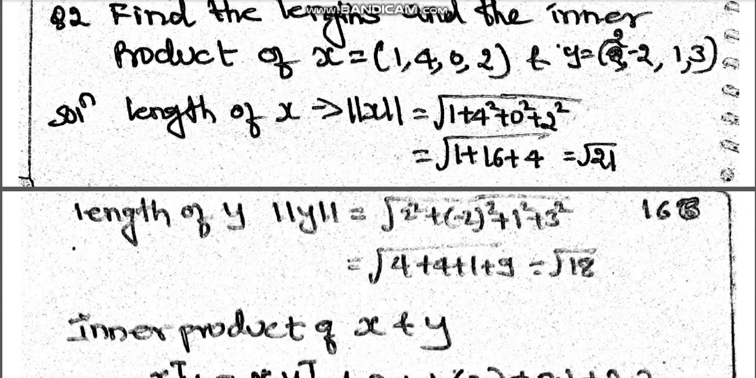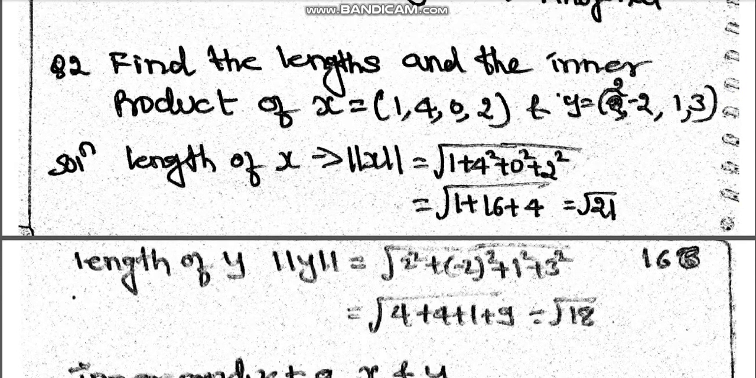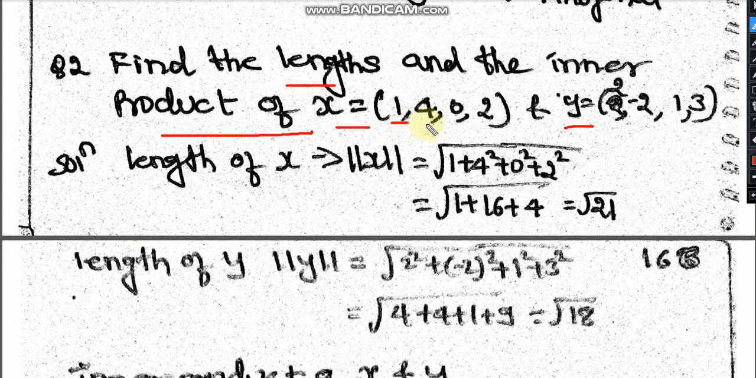Another problem here, find the length and the inner product of x. Inner product of x is nothing but just again the dot product. So that will tell you whether they are orthogonal or not. And finding the length is from the Pythagoras theorem, right angle triangle. So the vector length equals the square root of 1 square plus 4 square plus 0 square plus 2 square, whatever the value that is here, we are getting it as square root of 21. So we will be getting it as the length of x.